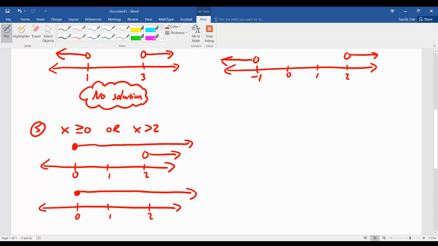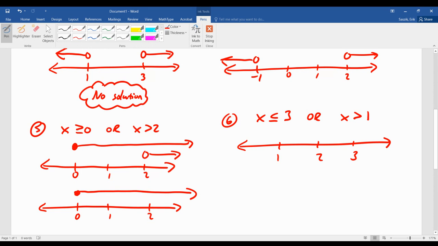Okay? It's okay to have 2, it's okay to have 1, but not 0. And then sometimes you could have something weird like this: X is less than or equal to 3, or X is greater than 1. So greater than 1 would look like this. Less than or equal to 3 would look like this. Where do you have at least one of these lines?